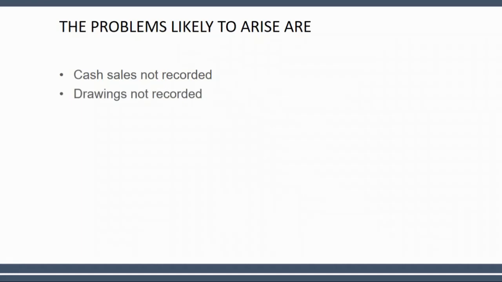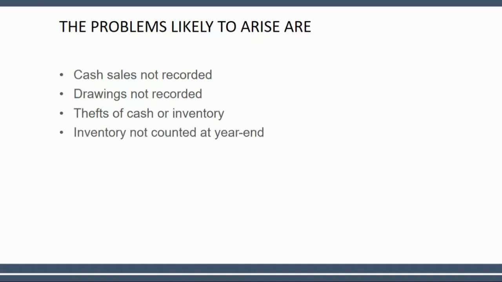Drawings not recorded, because we know that in a sole trader we have one thing which is called drawings, and it is possible that he takes some goods for personal use. Probably he also takes some cash for personal use, and sometimes he would record it and sometimes he would simply forget to record. And thefts of cash or inventory are also possible. It is a small business. It does not have very strong control systems. So stealing or theft is possible.